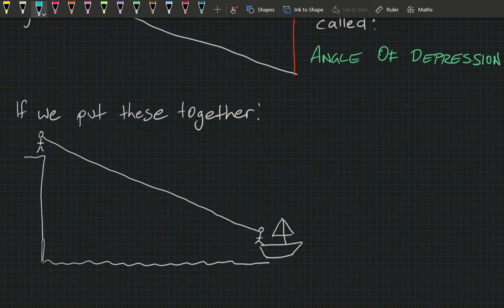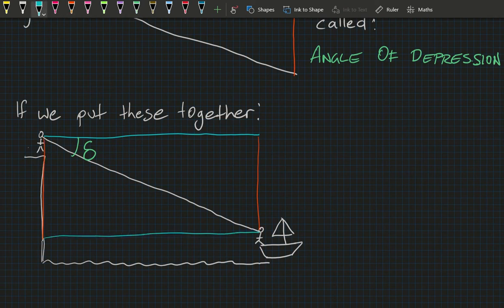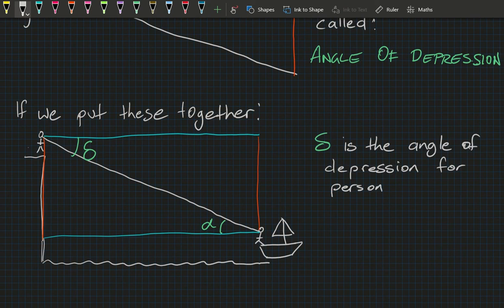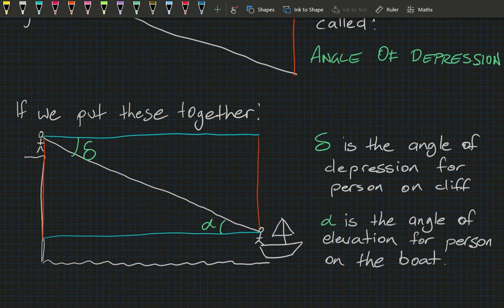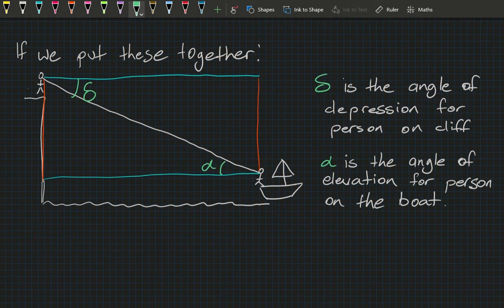So we can mark in our triangle that we'd use for trigonometry with an angle I'll call delta, but we can also recognise that the man looking back up at his friend on the cliff from the boat also has his own triangle, and we'll mark this angle in here and call it alpha. So delta is the angle of depression for the person on the cliff, and alpha is the angle of elevation for the person on the boat. But as we've already seen in the geometric reasoning, theta must be equal to alpha because they're alternating angles.